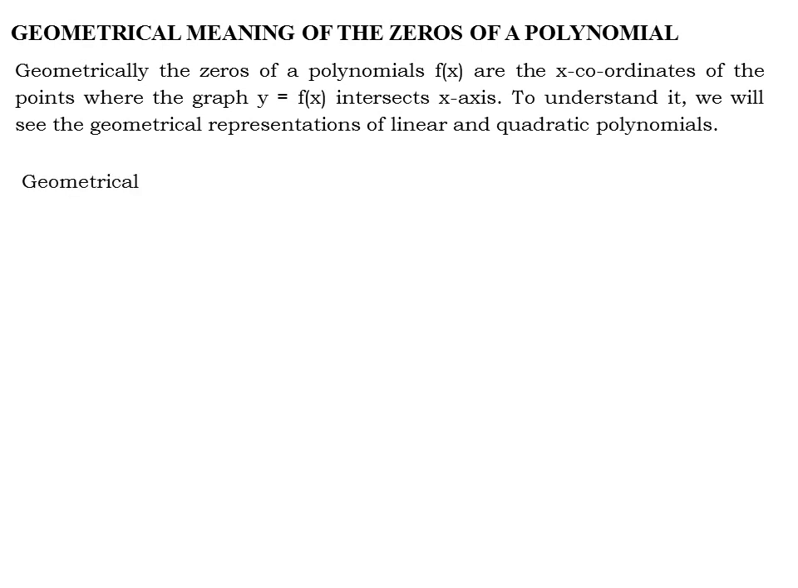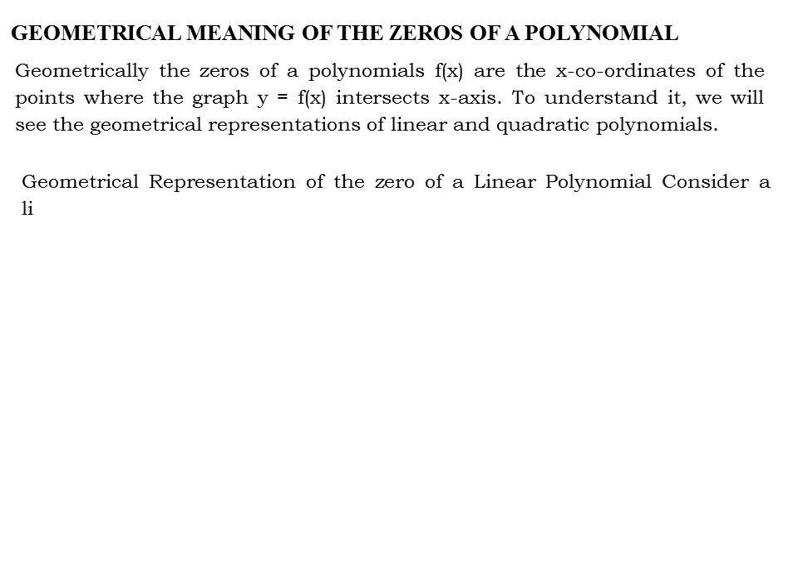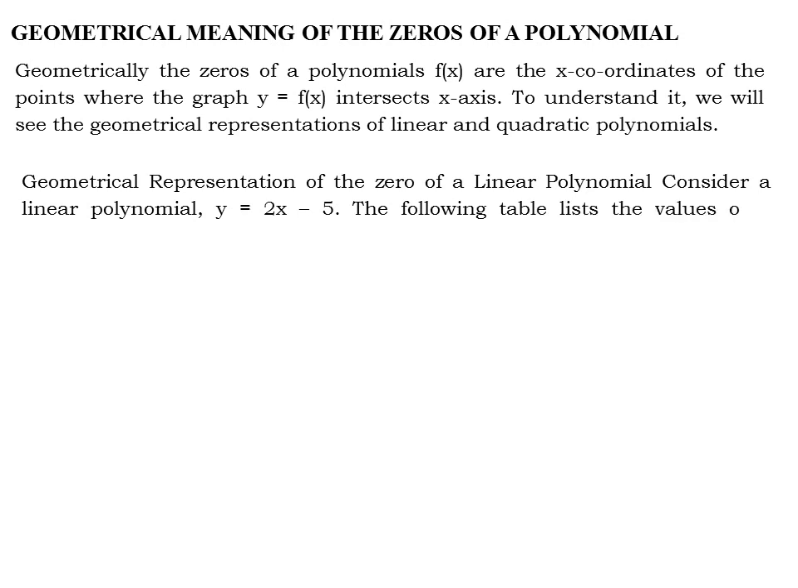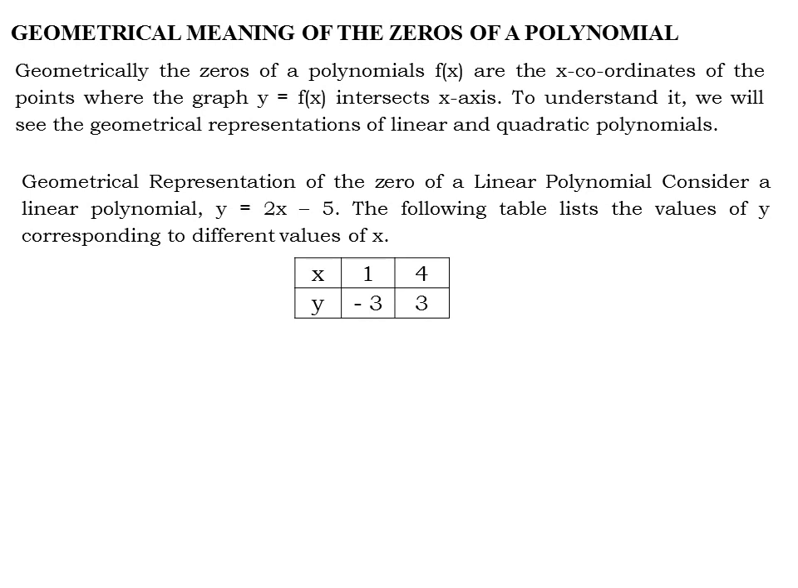So, geometrical representation of the zeros of a linear polynomial. Consider the polynomial y equals 2x minus 5. The following table lists the values of y for different values of x. We can put any values of x and find the value of y. So the following two values we will find. If I put x equals 1, I will get y equals minus 3. And if I put x equals 4, then y equals 3.